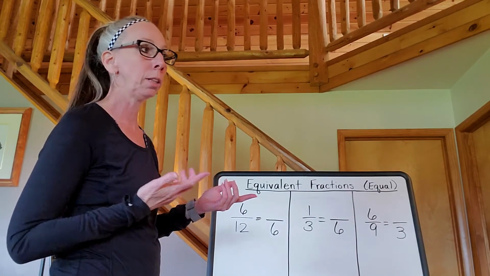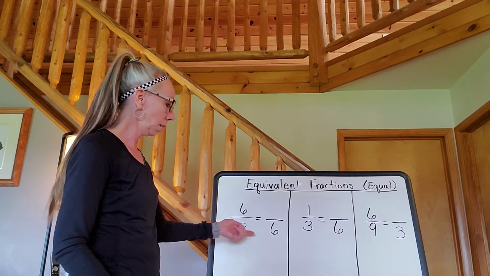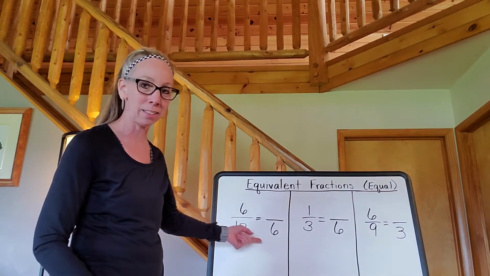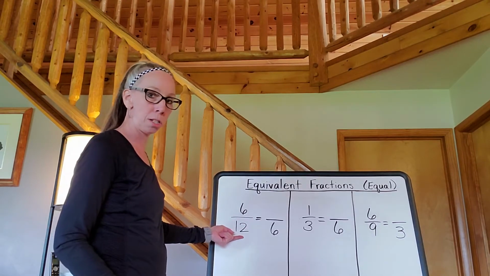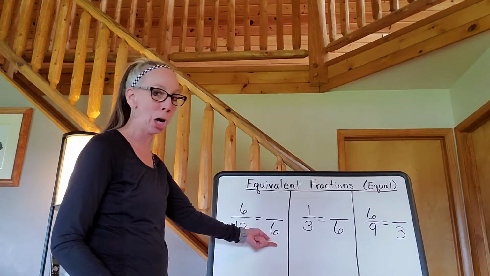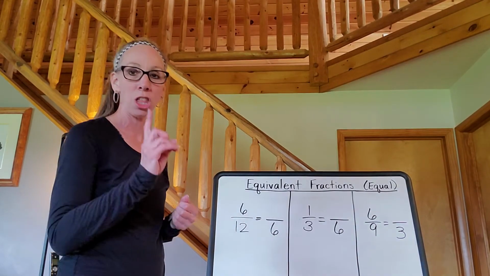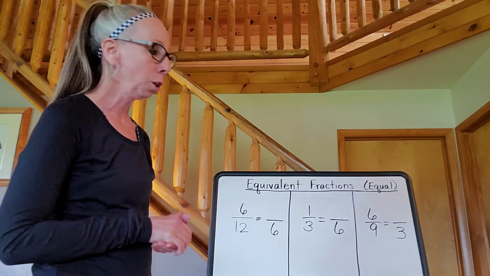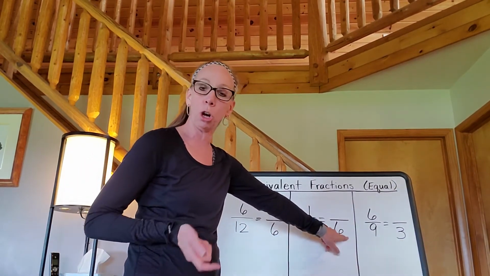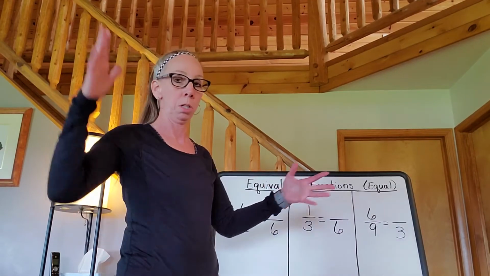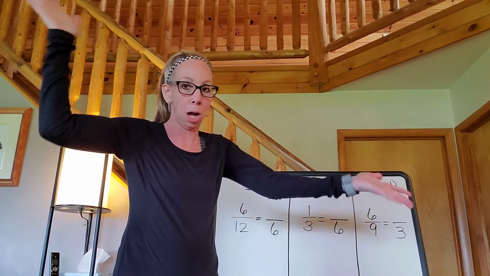Well, let's kind of look at our first example. We start with 6/12, and we have to find out how many sixths equals 6/12. Do you notice the difference here? We have a big number first, a big denominator first, and then a smaller denominator. When it goes from a bigger denominator to a smaller denominator, that's when you have to divide. When it goes from a smaller denominator to a bigger denominator, then you know you have to multiply. So bigger number to smaller number, divide. Smaller number to bigger number, we multiply.